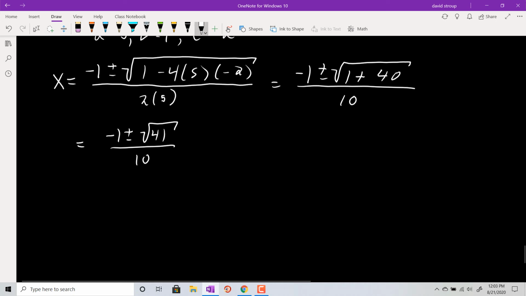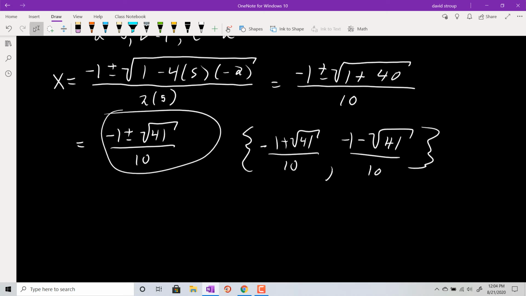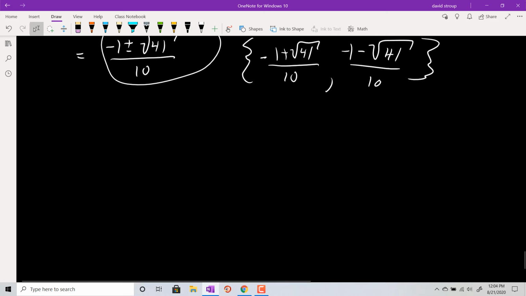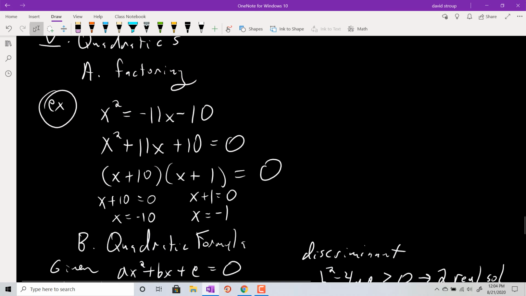Literally, if they wanted you to write it up, it would be negative 1 plus root 41 over 10. So that plus or minus thing is just shorthand notation for two different things. Okay? And then negative 1 minus root 41 over 10, if they wanted. But on a written test for me, you would just leave it like I had it. This would be the answer. So those are the two methods you want to use typically.